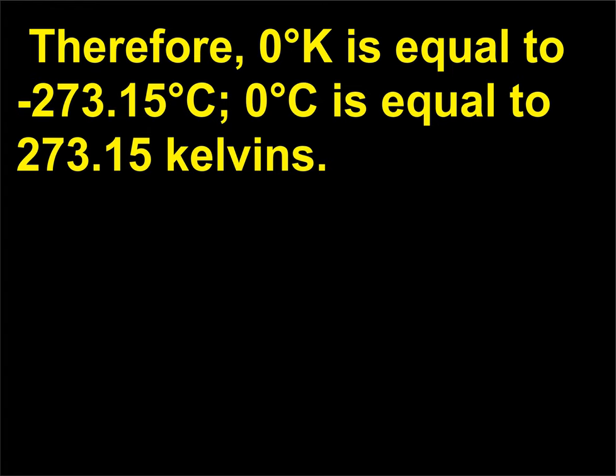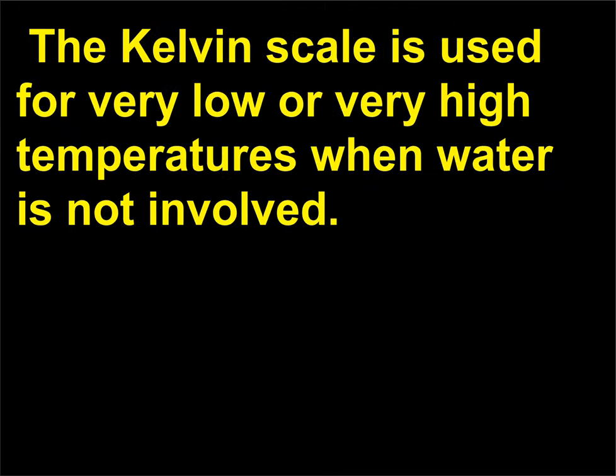Therefore, 0 degrees Kelvin is equal to -273.15 degrees Celsius. 0 degrees Celsius is equal to 273.15 Kelvins. The Kelvin scale is used for very low or very high temperatures when water is not involved.